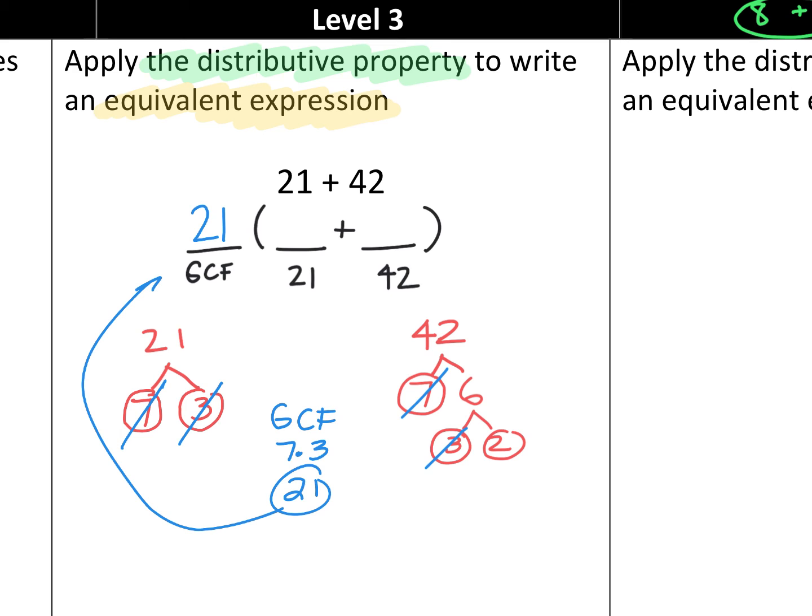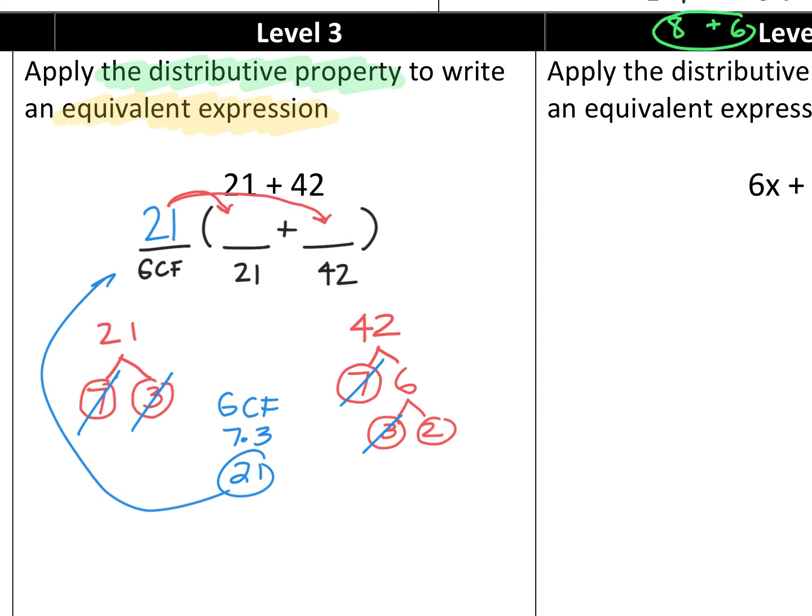Okay, 21. So now I have to go backwards and figure out, 21 times what will give me 21? And 21 times what will give me 42? If you're not good with your multiplication, you can use your calculator, or you can just start writing things down. For instance, I would type in my calculator 21 times 1. That gives me 21, and that's what I was looking for. So I'm going to put 1 here. That's my first number inside.